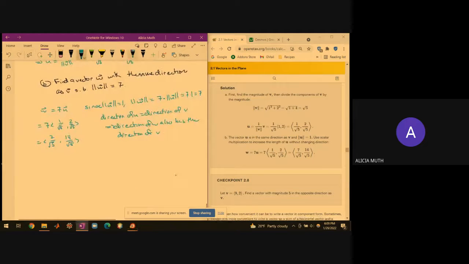All right, so in the context of checkpoint 2.8, we're given a vector v with components 9, 2. We want to find a vector with magnitude 5 in the opposite direction of v. Interesting. So we'll have to think back to how we can determine opposite direction. All right, so pause here and give that one a shot on your own.